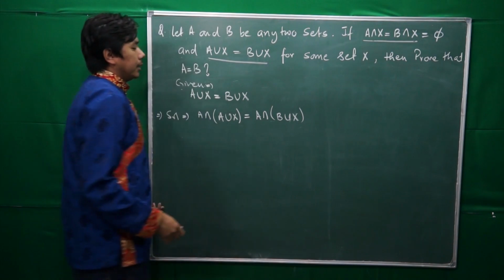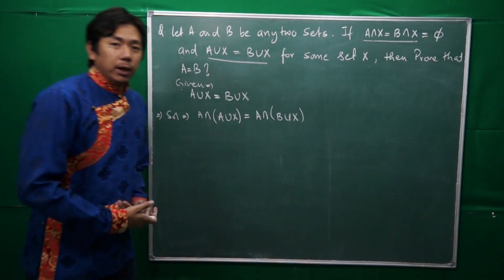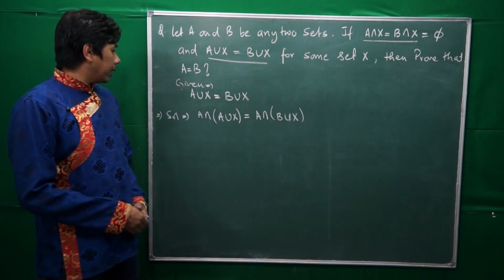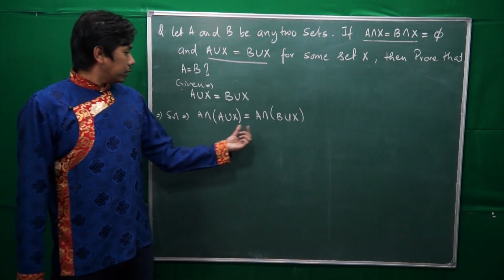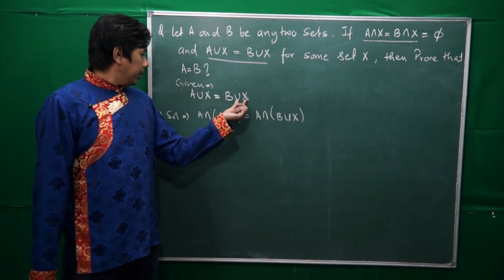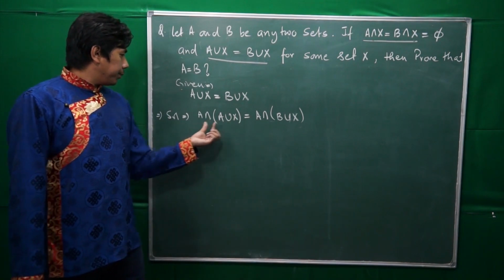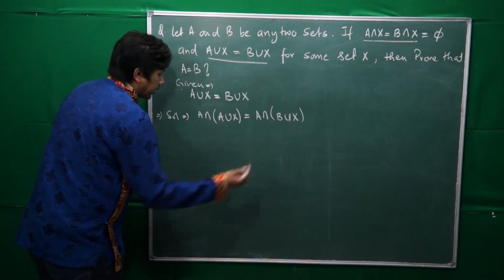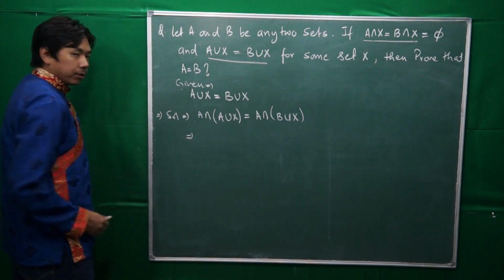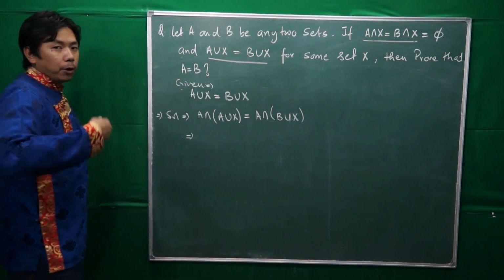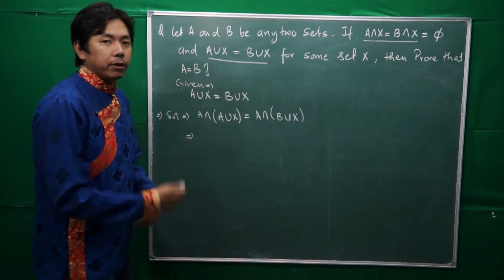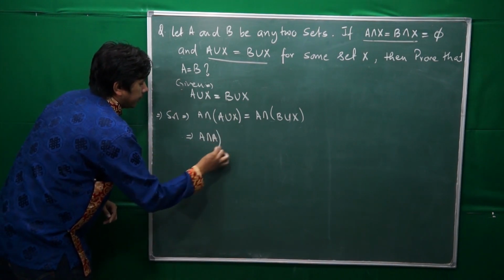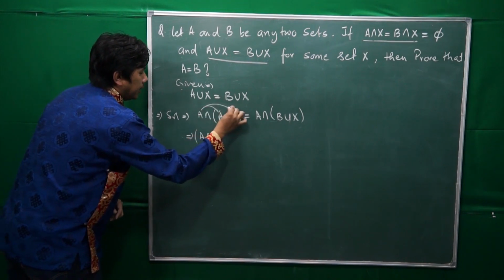if an equal operation is applied on any given equal, the result would again be equal. So this equation does not change. Equal operation has been applied in both cases, so left hand side equals right hand side. The next step is opening the brackets. By opening the brackets, we operate the distributive law. So this becomes A intersection A, this into this, and then this into this.